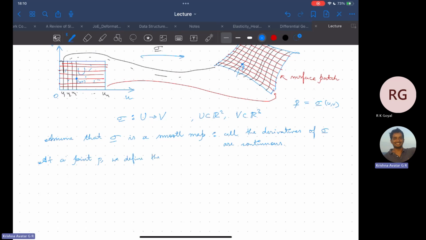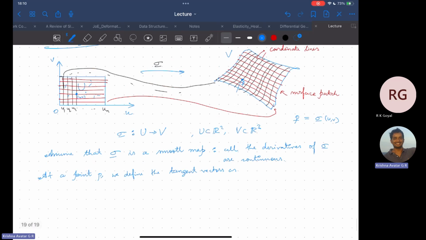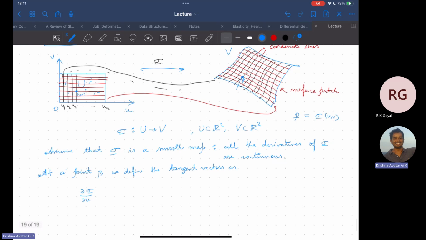we define the tangent vectors as follows. At any point we see that it's always formed by an intersection of two different coordinate lines. One is the u is equal to constant coordinate line, the other is the v is equal to constant coordinate line. So if we differentiate sigma by u, it's as if it's giving us the direction of the increase in u, right? So it gives us the local tangent.